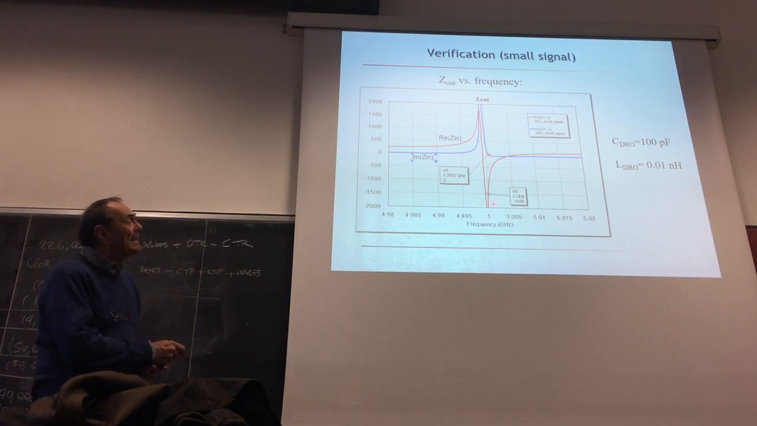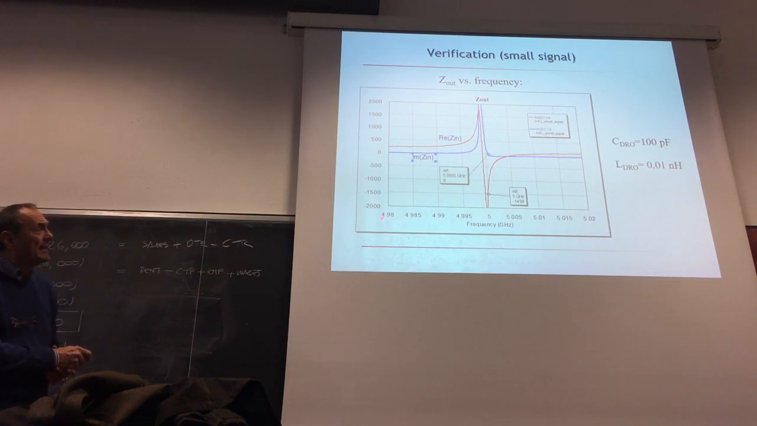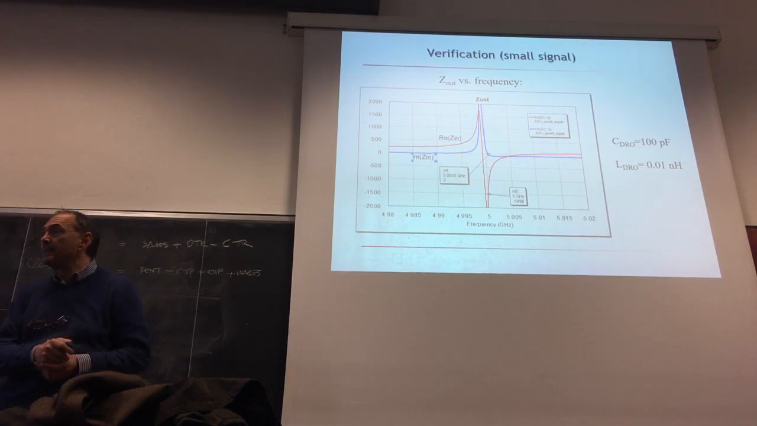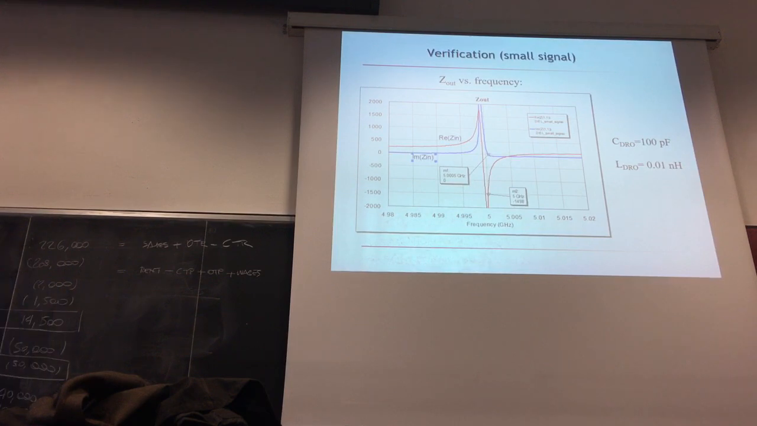But this range is extremely small. Let's observe the scale. We go from 4.98 up to 5.02. This is in the order of a few megahertz at 5 gigahertz. So what we will obtain is a very, very stable oscillation, which will be inside this very small range.